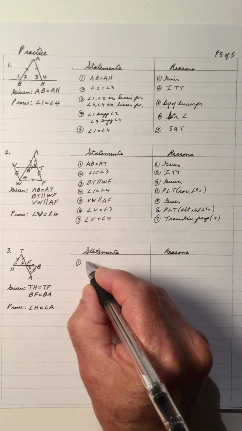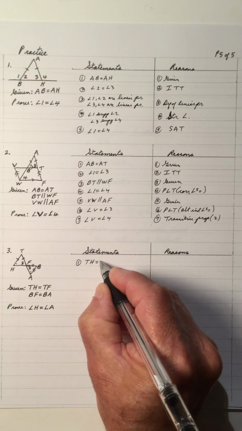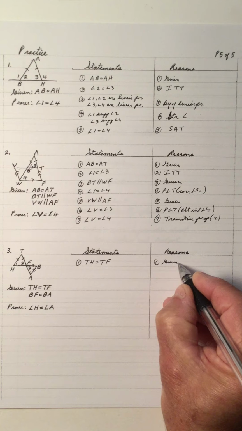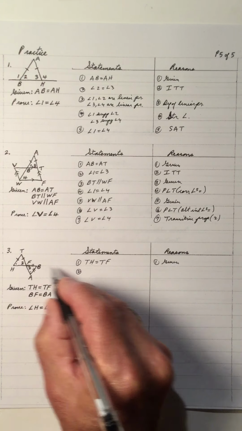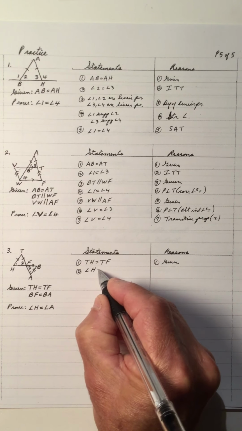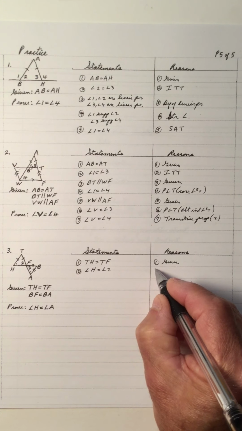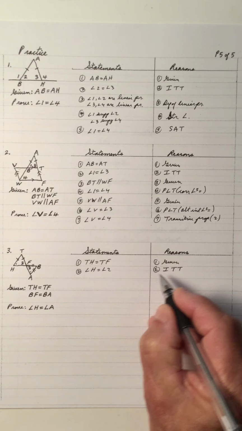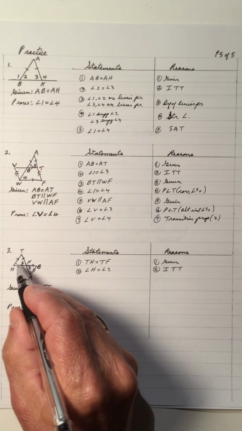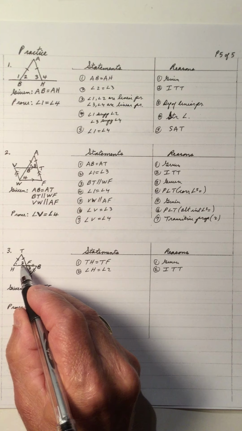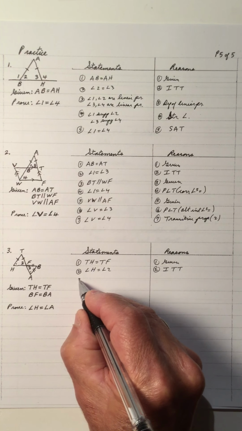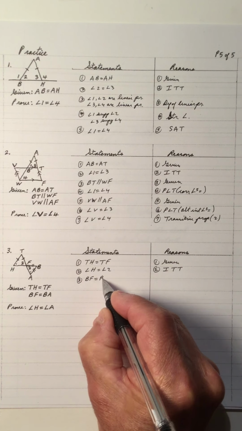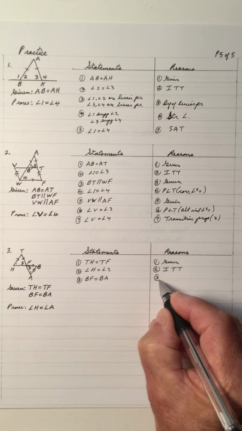So here we go. So I put the proof together first, and now I'll write it out. As a result of that given, angle H is equal to angle 2. And that's ITT, Isosceles Triangle Theorem. Two sides equal, angles opposite those sides, H and 2 are equal. Number 3, we got BF is equal to BA, given.